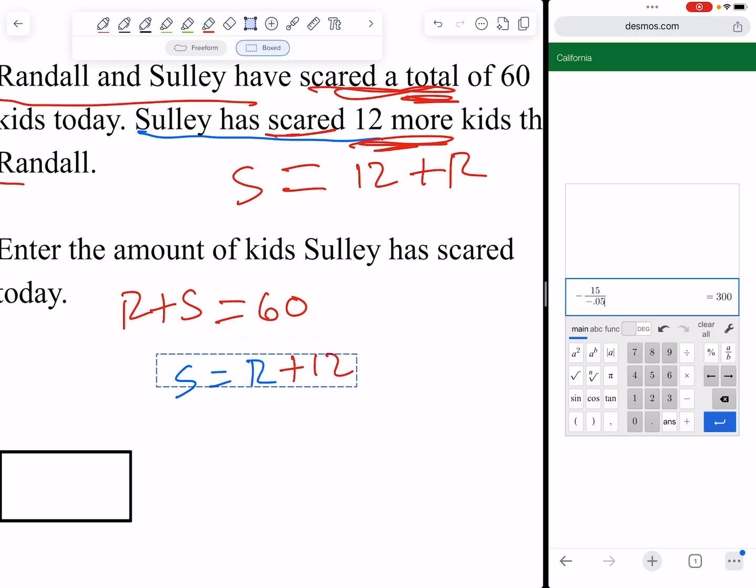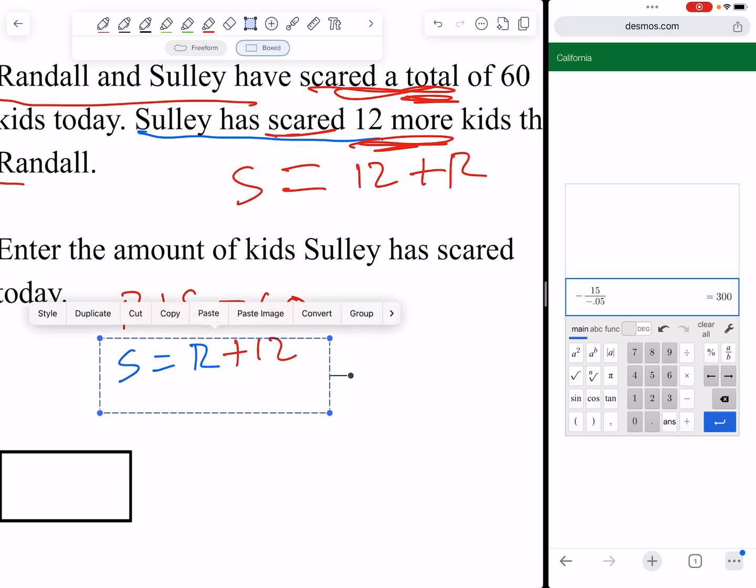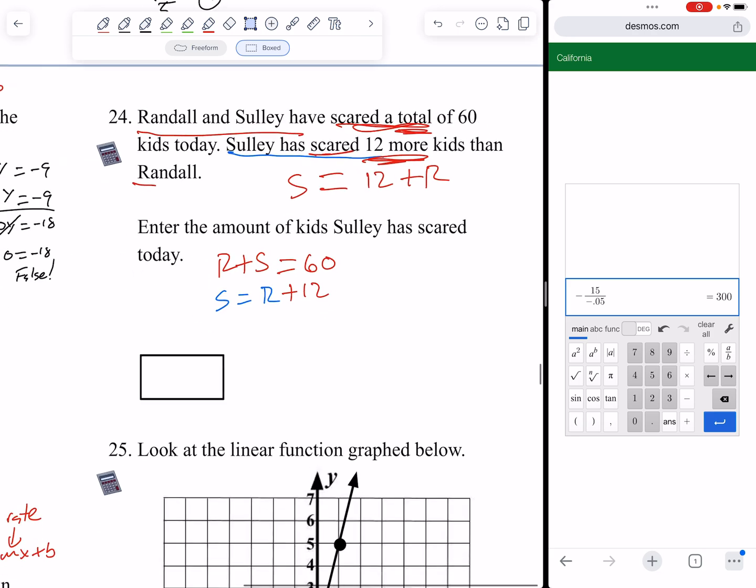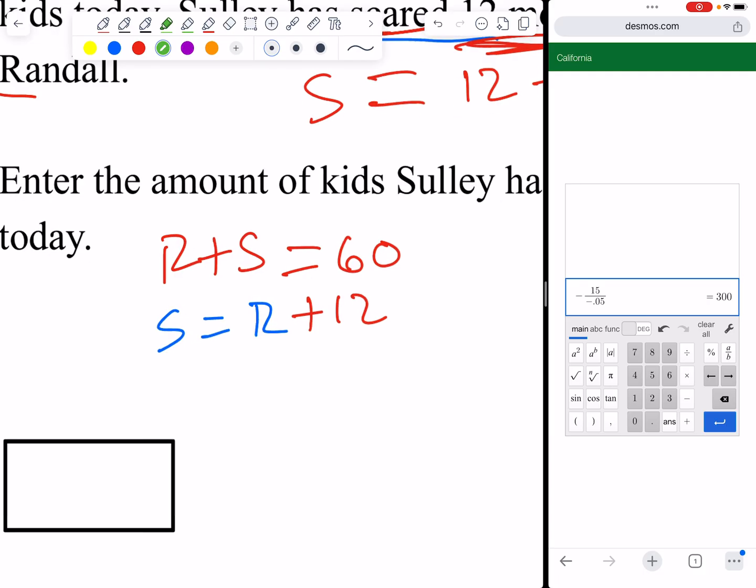Let's go ahead and put these together. So there's my system of equations, technically. And in this one, I'm going to say, hey, look, that S and that S is by itself, so they are exactly the same. So what I'm going to do is I'm going to use substitution. I'm going to plug in all of this into that S.